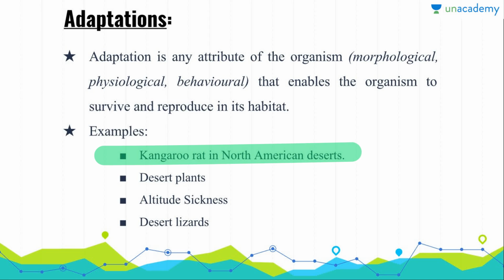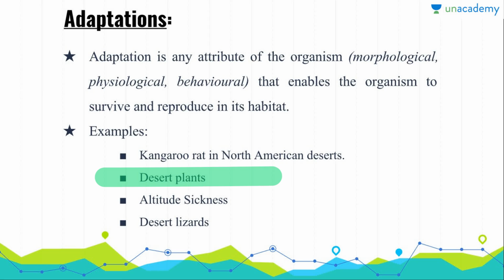In the case of the kangaroo rat, which is found in the North American desert, they are able to survive without water for a few days because they can meet the requirement of water by extreme urine concentration and the oxidation of fat. In desert plants you can see the cuticle is very thick and the stomata are in deep holes.